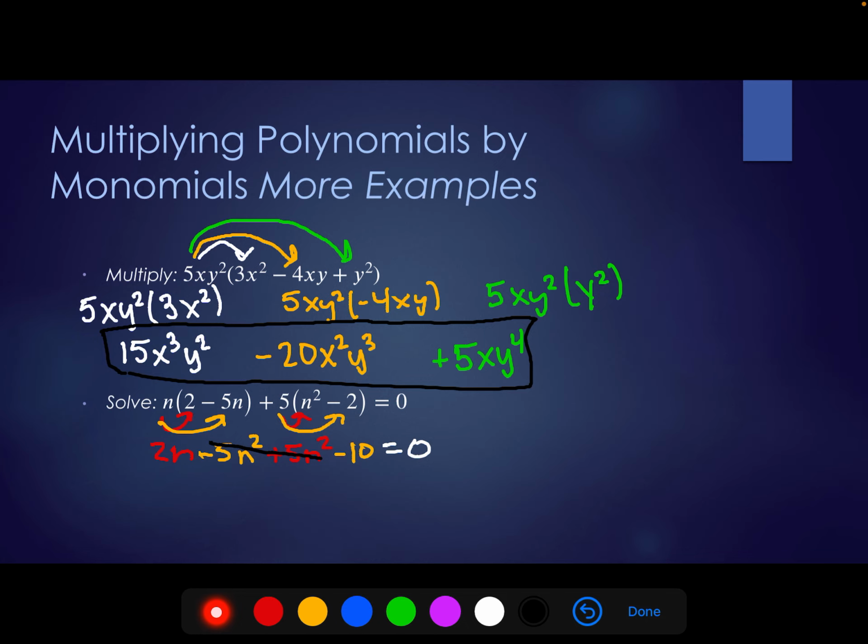So now we just have that 2n minus 10 is equal to 0. And from here we just have an equation that we can solve for n. So we add 10 to both sides, and that gives us 2n is equal to 10. And then from there, we can say that n is going to be equal to 5. And that's our solution.